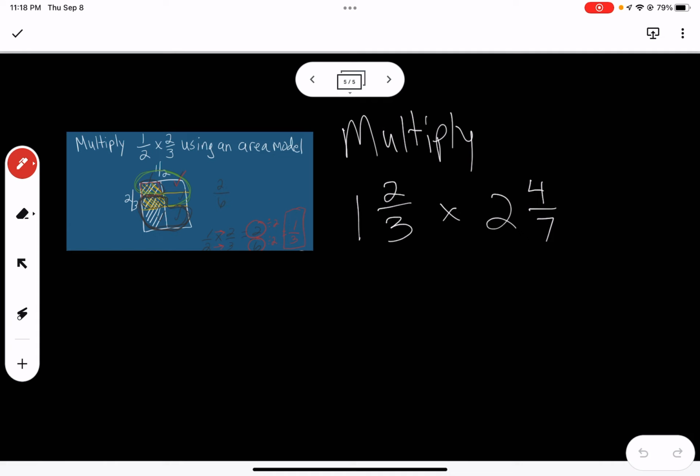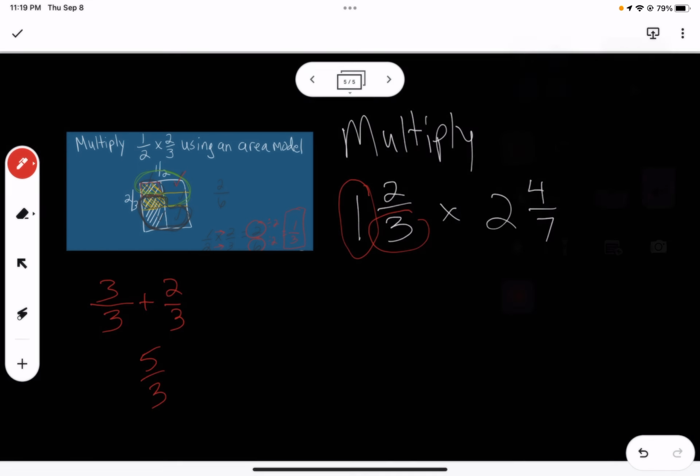So the long way here is to first realize what your denominator is. So right here, this fraction was cut into 3 equal pieces. So if I change this whole number into the same denominator, 3 equal pieces, then to have a whole, I would have to have all 3. Okay, well then there's also the fraction, which is 2/3 right next to it. So all in all, there is 5/3.